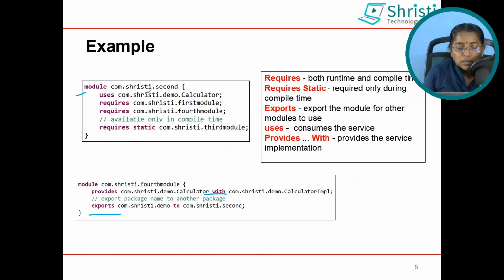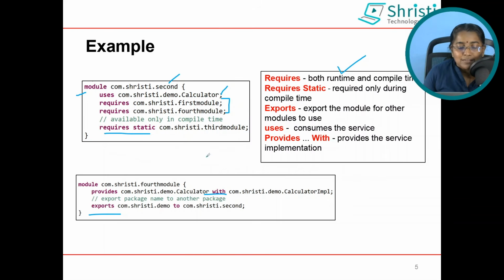This module consumes the calculator module. That is, the second module consumes calculator. Requires means the second module depends on the first module and the fourth module. Requires static: the dependent module should be available both in runtime and compile time. In case of requires static, it is enough that it is available at compile time.